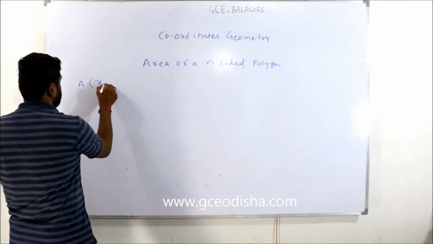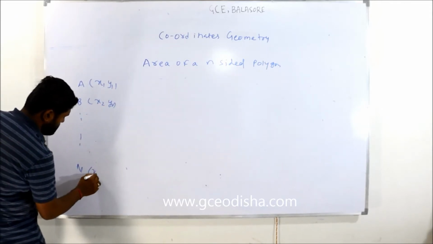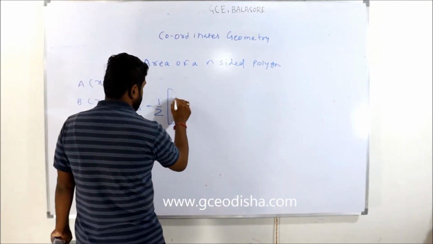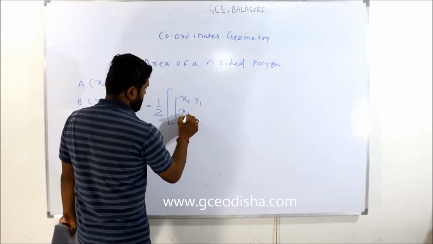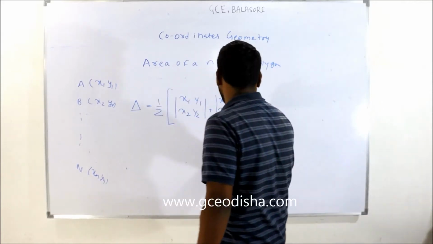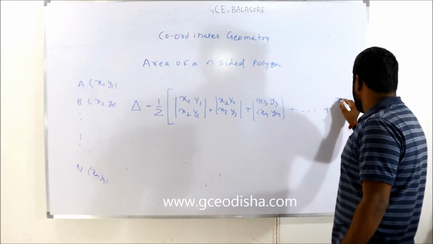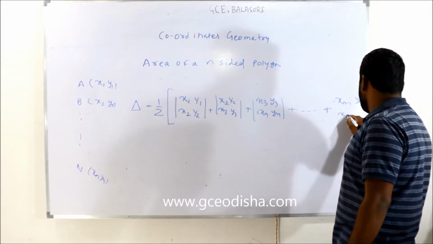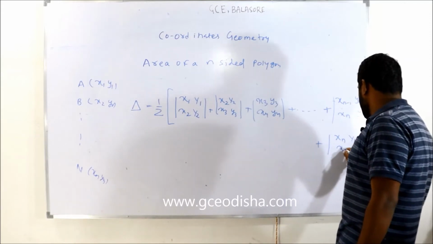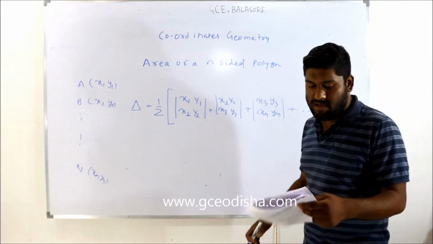Like there is a point (x1, y1), (x2, y2), and up to the nth point (xn, yn). So the area is equal to half multiplied by the determinant of x1 y1 and x2 y2, mod, plus x2 y2 and x3 y3, mod, plus x3 y3 and x4 y4, mod, and so on up to xn-1 yn-1 and xn yn, mod, plus the mod of xn yn, then reversing to x1 y1. Add all of the determinants and multiply with half, and we can find the area of the n-sided polygon.